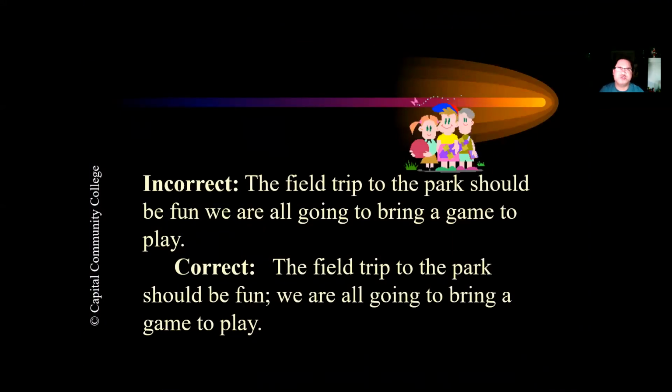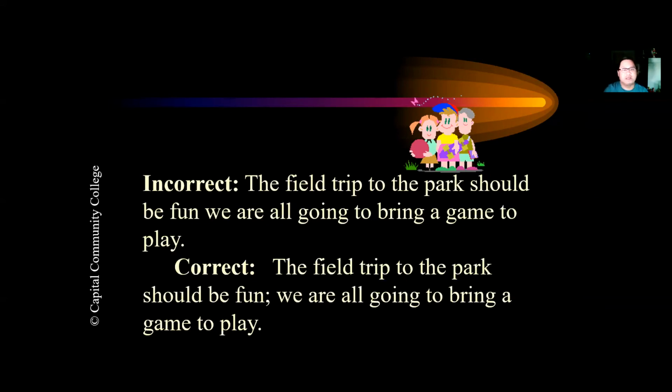Okay, let's try this example here. The field trip to the park should be fun. We are all going to bring a game to play. Okay, the reason why sentence number 1 is incorrect, we are actually combining two sentences, okay, two sentences, and there is no punctuation. The rule, if we are combining two related sentences, we can either use a semicolon, like this example right here, or if you really like to write, then use a comma and then use the word "and."